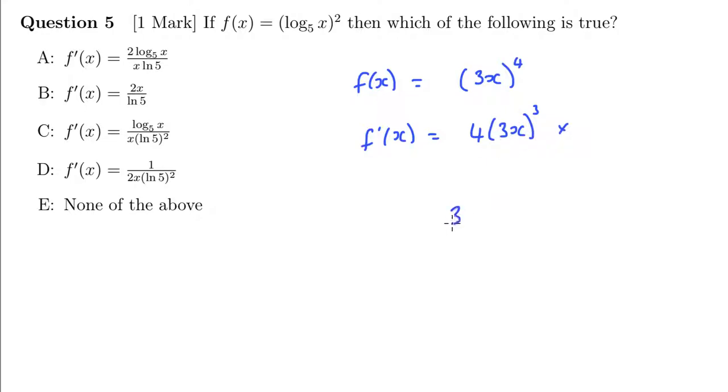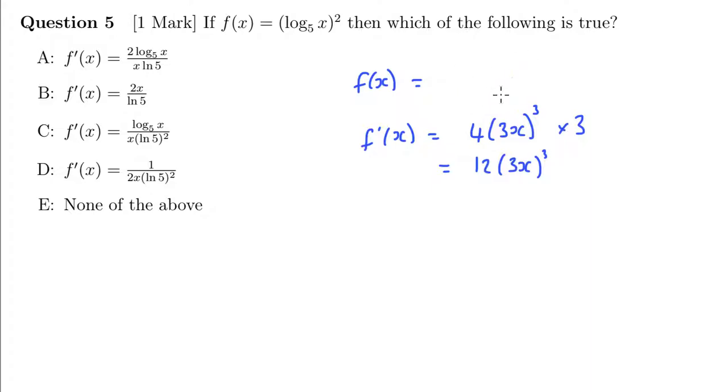Now if you were to differentiate 3x, the power is already 1, so the differential of this is just 3 times 1. So here you would just times by 3, okay? So the answer to this one would then be 4 times 3 times 3x cubed, so 12 times 3x cubed. Now that's what's going on here. We don't have an x, we don't have an x squared, we have something else, and in this question it's log to the base 5 of x squared.